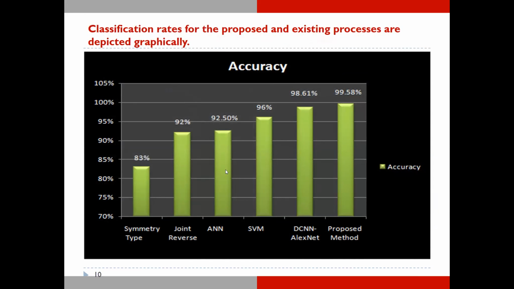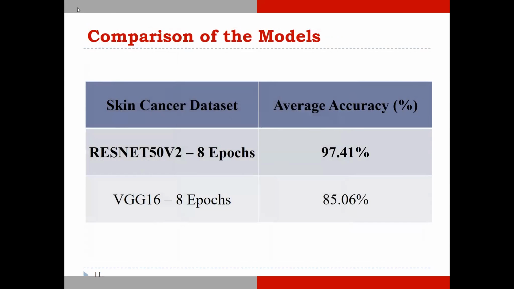This is a graph which explains the classification rates of the proposed and existing processes. We have compared our proposed model with the other types: symmetric type, joint reverse, ANN, SVM, and also the AlexNet model. Our model got the highest accuracy of 99.58%.